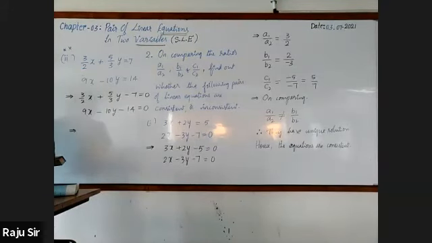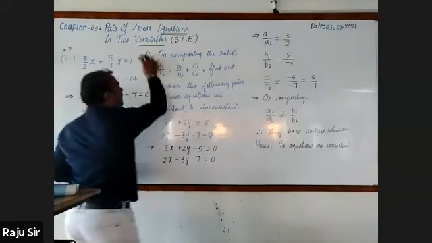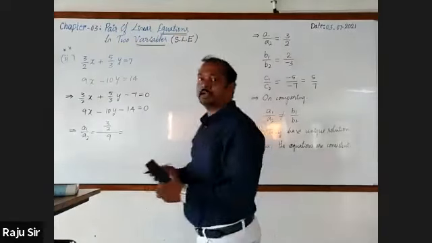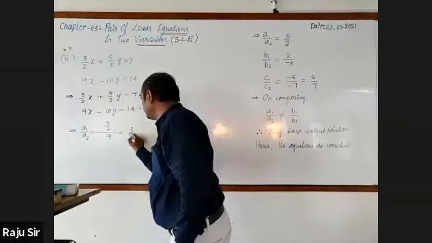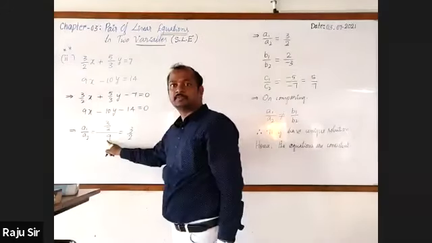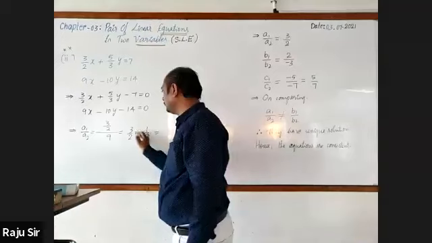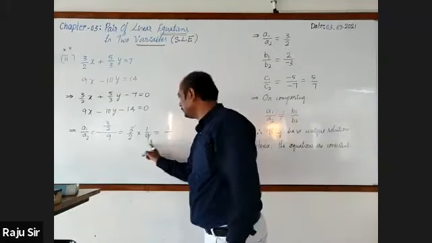Unique solution. A1 by A2 is 3 by 2 by 9. You know how to divide a fraction by a fraction. Take the reciprocal of 9, which is 1 by 9. Then 3 into 1 is 3, and 2 into 9 is 18, so numerator 3, denominator 18, which is 1 by 6.